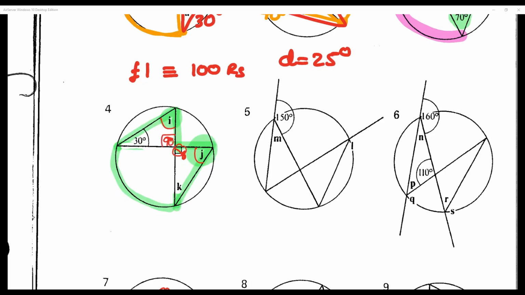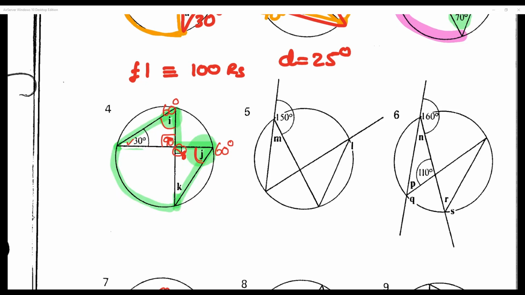Okay, so next one is Abdullah, you'll answer your question. This one is 30. What's I going to be? I is going to be 60. Because 30 and 60 is 90. If that's 60, then J is also 60, because angles standing on the same arc are equal.